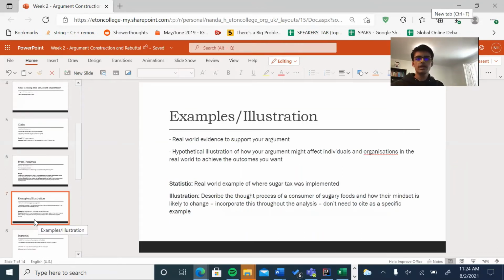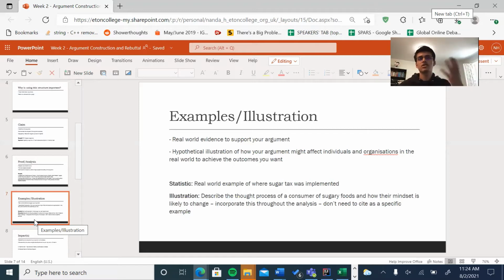Thirdly is examples and illustrations. And this isn't a substitute for analysis. You should still give reasons as to why an argument is true and shouldn't just rely on examples. But examples are an important part of grounding your argument in reality beyond just the abstract logic. And this means providing real-world evidence to support your argument. And you shouldn't research things during a debate. It's meant to be impromptu. So try not to search things up online.